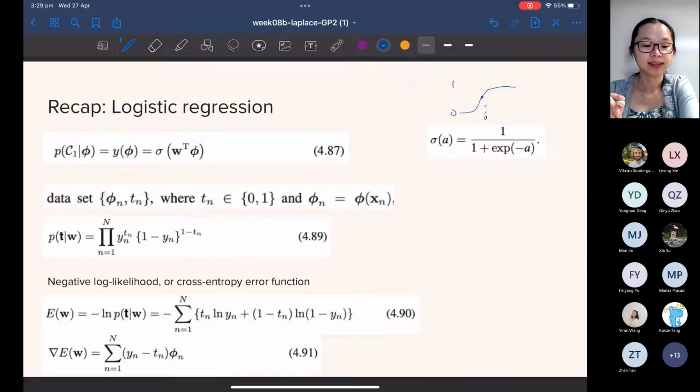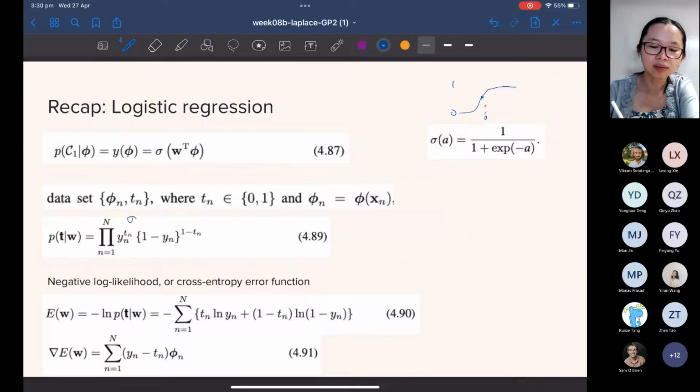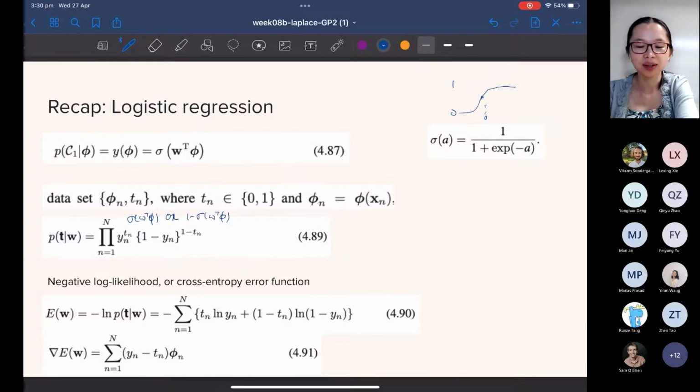When we have a data set, the likelihood of a logistic regression model is as follows. When we 0-1 encode our classification label, we can write the likelihood in this exponentiating form, which we would be familiar with. It's either sigma of w transpose phi or 1 minus sigma of w transpose phi. For those of you playing with neural networks, you will come across this cross entropy loss error function a lot in all sorts of classification tasks. It is obtained by taking the negative log of the likelihood function. We can also show that the gradient of this cross entropy error function is simple looking. There was a page deriving this; we didn't go through it in class.